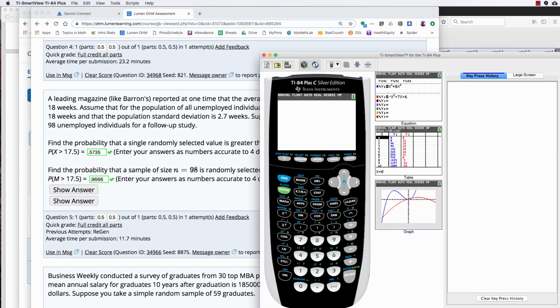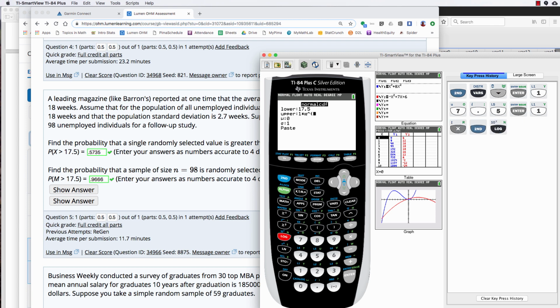To do this with the graphing calculator, we are going to do the distribution function, which is above the VARS button. So second distribution. We are going to do the normal CDF. And our lower value in this problem is 17.5. And then our upper value is going to be infinity. The only way to get infinity is to do 1 times 10 to the power of 99.